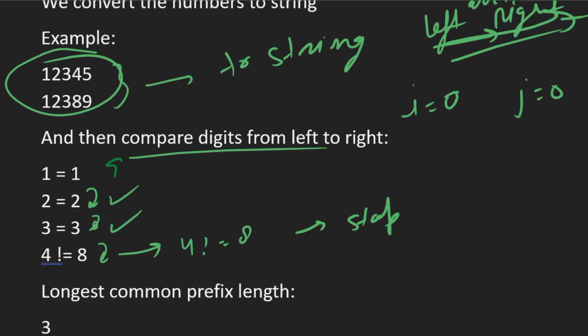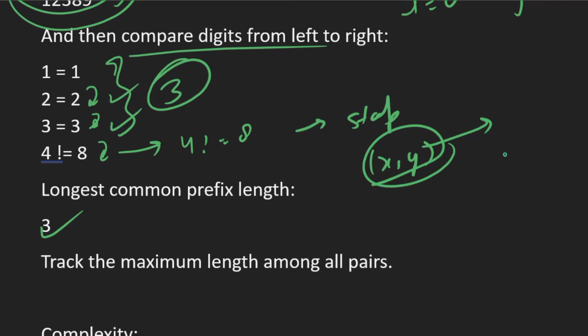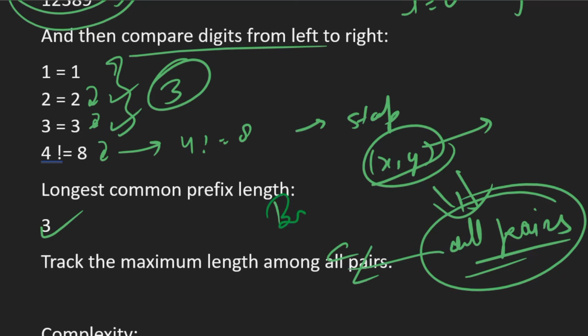So the common length that we get is 3. So between these two pairs x and y, the length of the longest common prefix is 3. So this way we will find the length of the longest common prefix between the two pairs. Now this we do for all the pairs, and then we take the maximum among all the pairs as our answer, and this is our brute force approach.